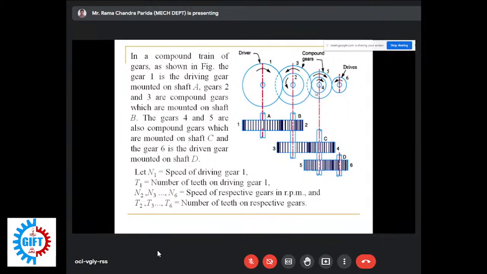The number of teeth on each gear is 75, 30, 60, 25, 40 and 20 respectively.